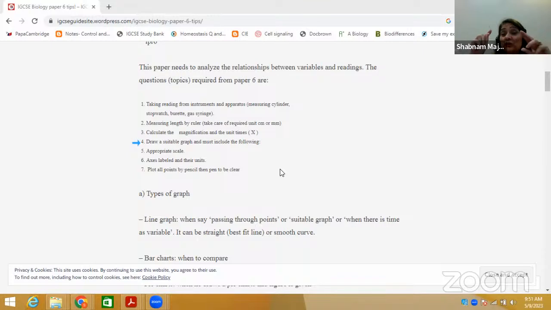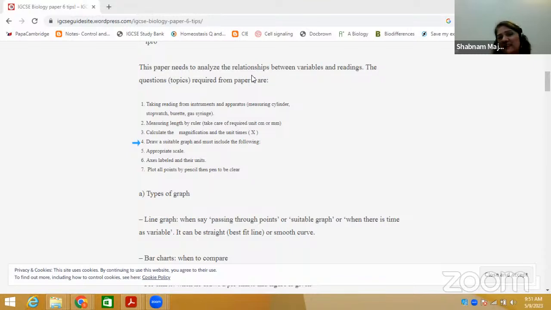You have to be very sure about that. I don't know why students are always in a hurry. They do not even pick up the exact top heading from the table, which is the independent-dependent variable, and put it exactly with units. So put the headings on the X and Y axis with units. Okay? Plot all points by pencil, then pen to be clear.